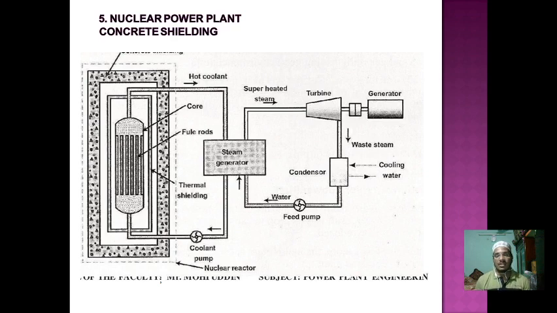That water goes to the steam generator. Here the coolant comes from the other side, which is hot, and that coolant is transferring the heat energy to the cool water, and then the cool water becomes superheated steam. Like this the process will go on. This is a nuclear power plant.